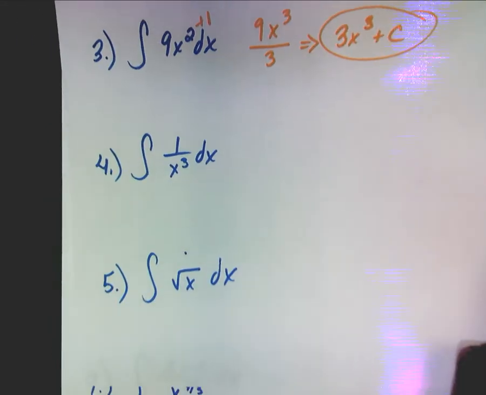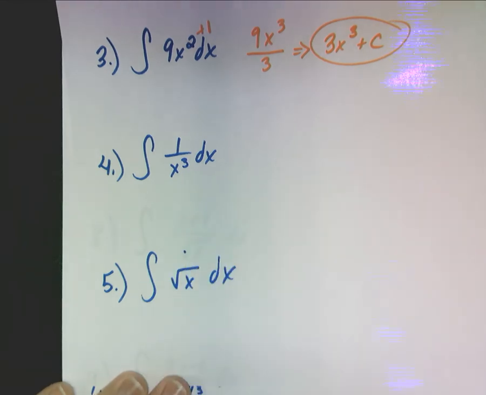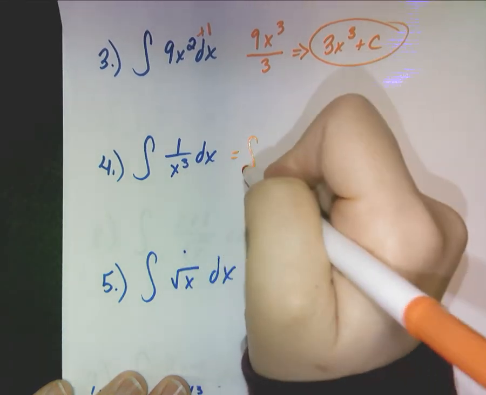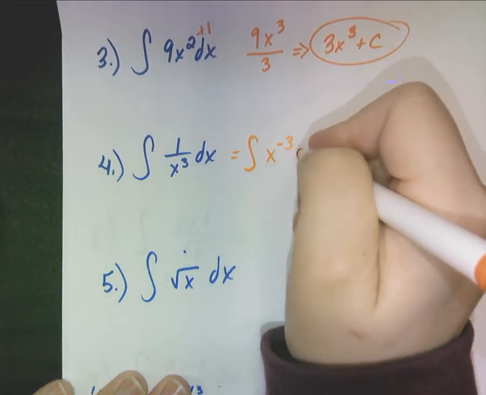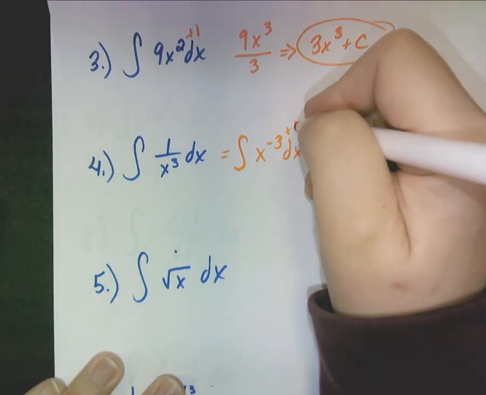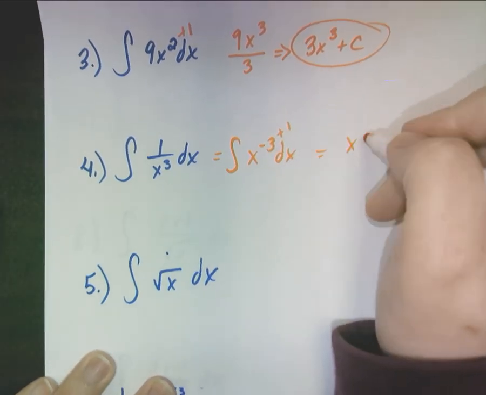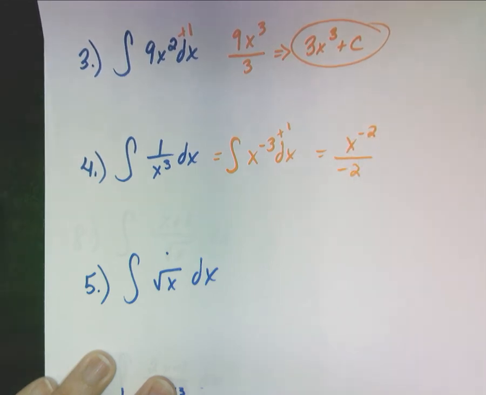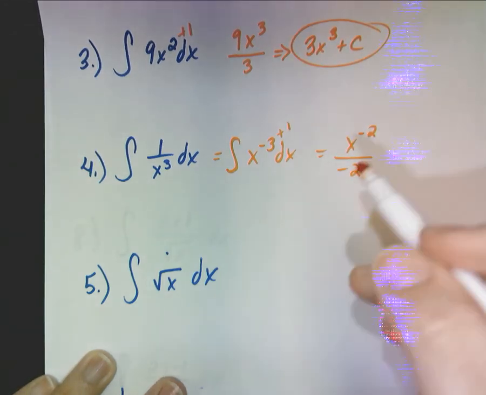All right, what if I get fractions or radicals? Well, just like when you first learned to do derivatives, I kept telling you, try to make it a polynomial, make it look polynomial-ish. So let's make this look like a monomial, a polynomial. So I'm going to rewrite this as x to the negative 3 dx. And that now I'm going to add 1. So that would be x to the negative 2, and now divide by that new exponent, negative 2. And then obviously clean this up for me.